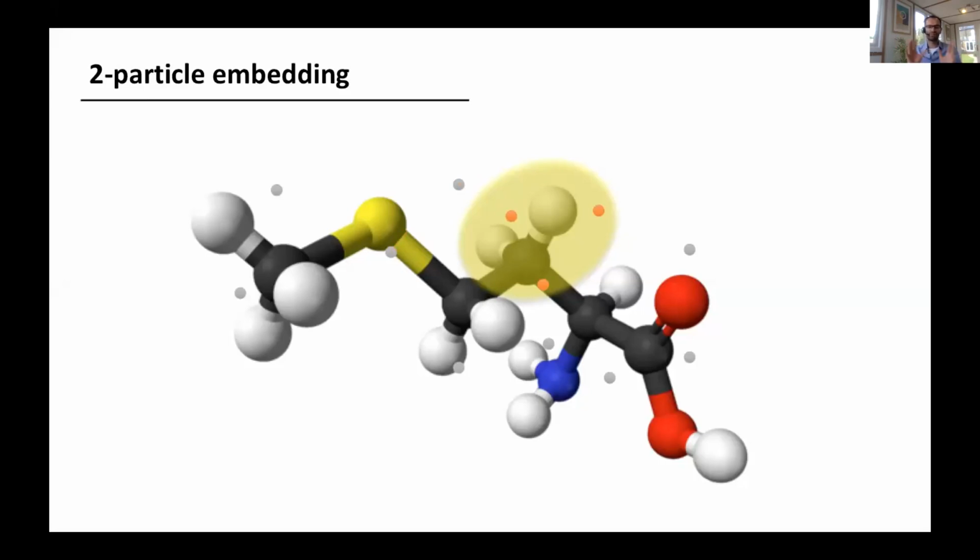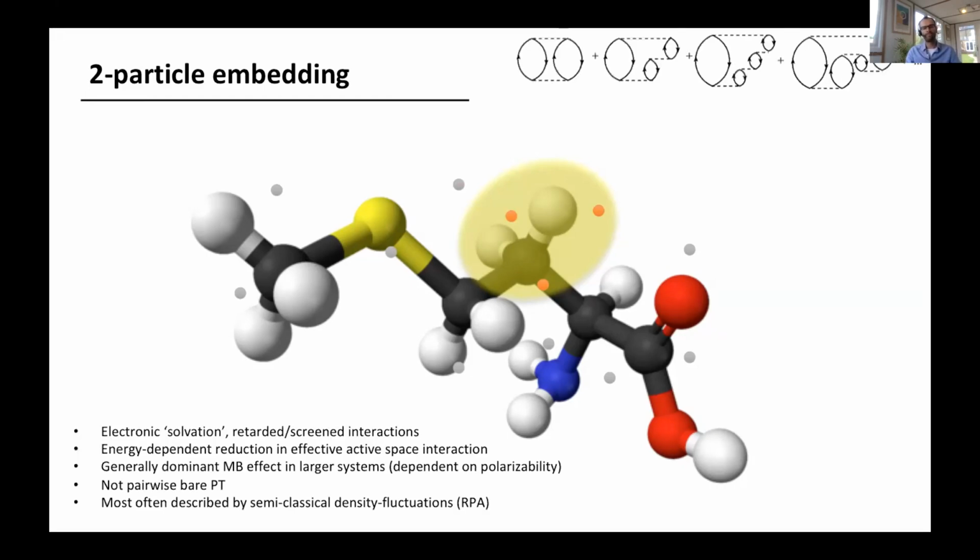And what's very clear from this very much cartoon is that this physics is not simple second order bare perturbation theory, right? From a more condensed matter physics perspective, these would be called retarded or screened interactions, right? And they're many-electron processes, right? They're not pairwise. They involve chains of polarization of electrons in the environment. And crucially, as systems get larger and band gaps get smaller, this is the dominant many-body effect, right?